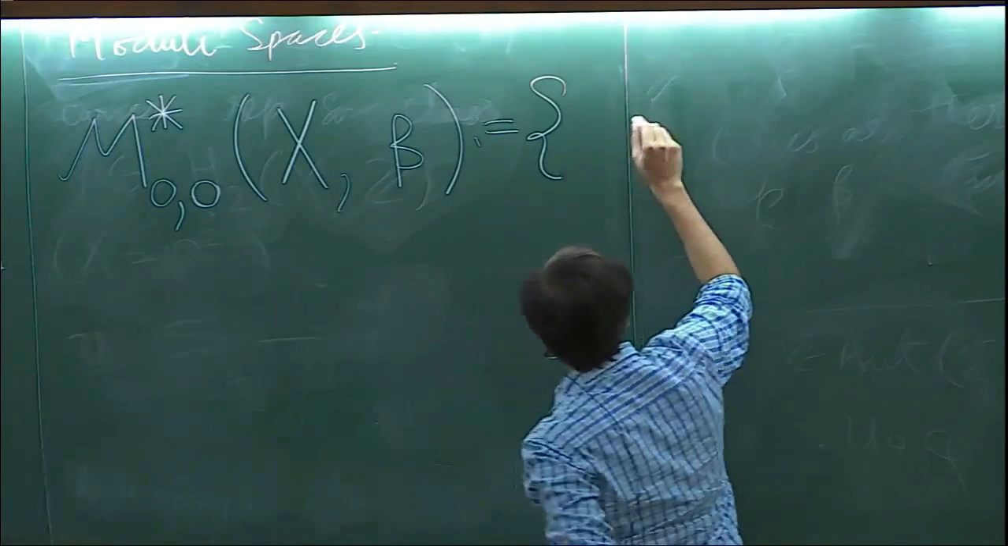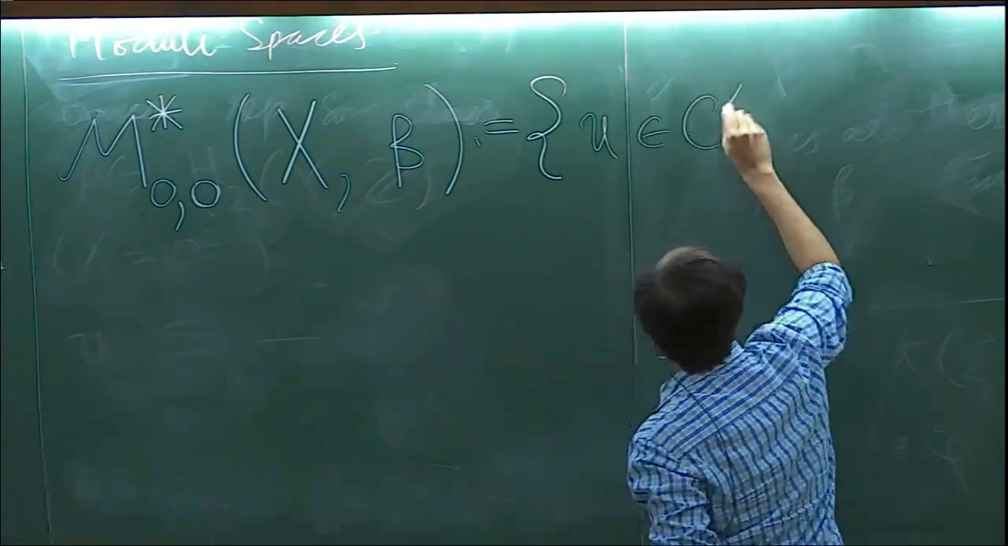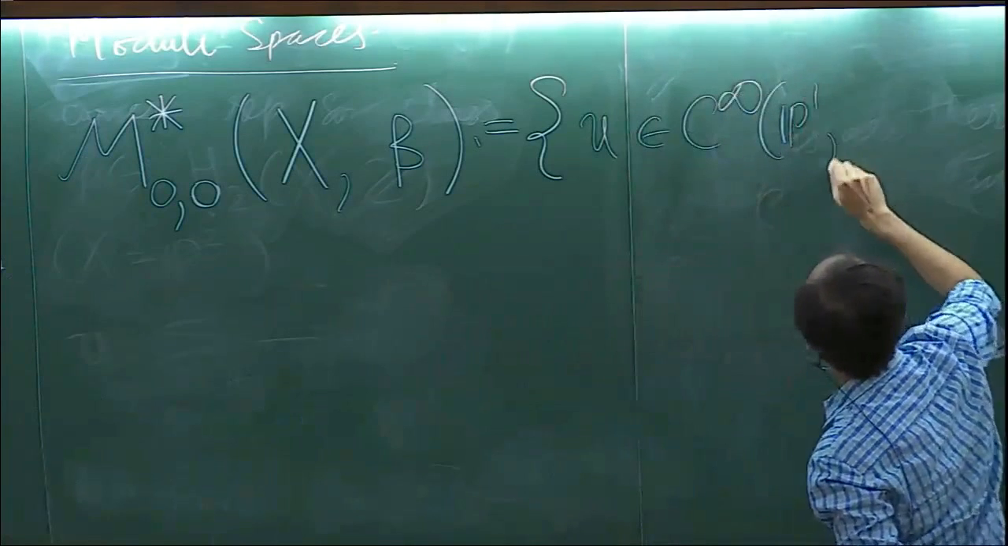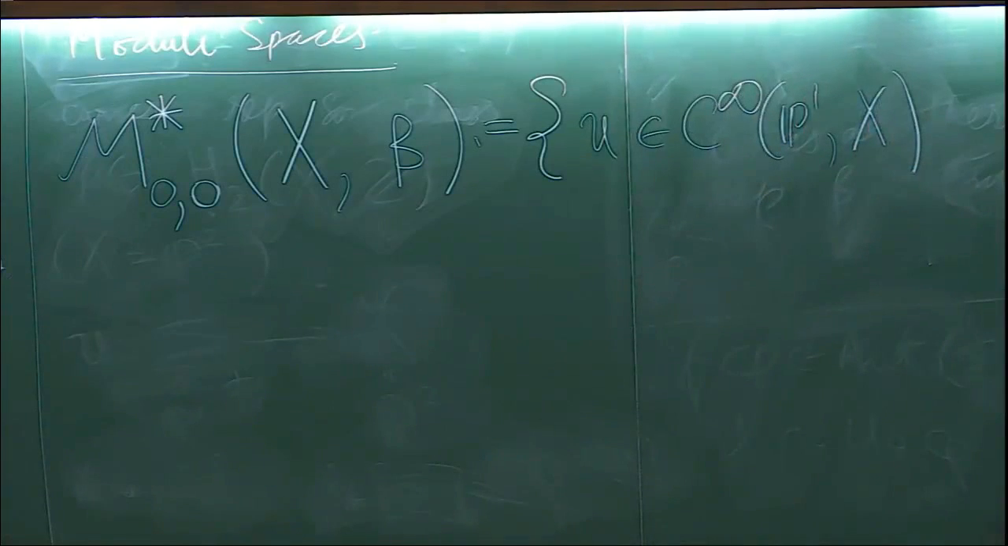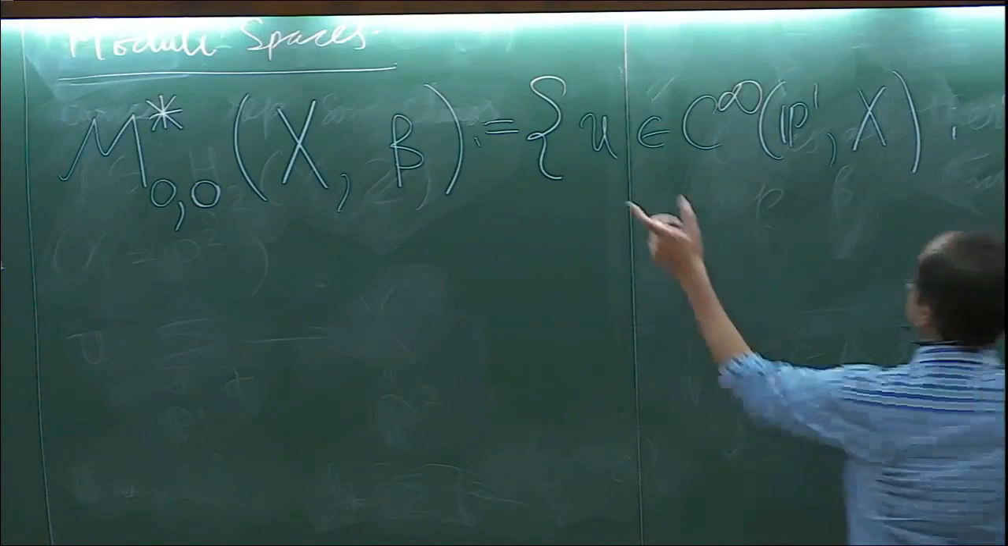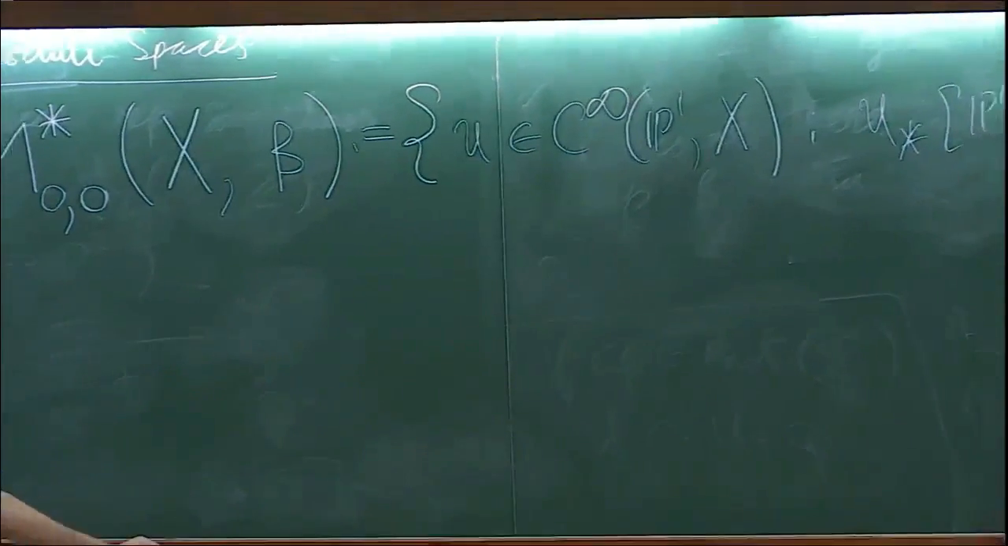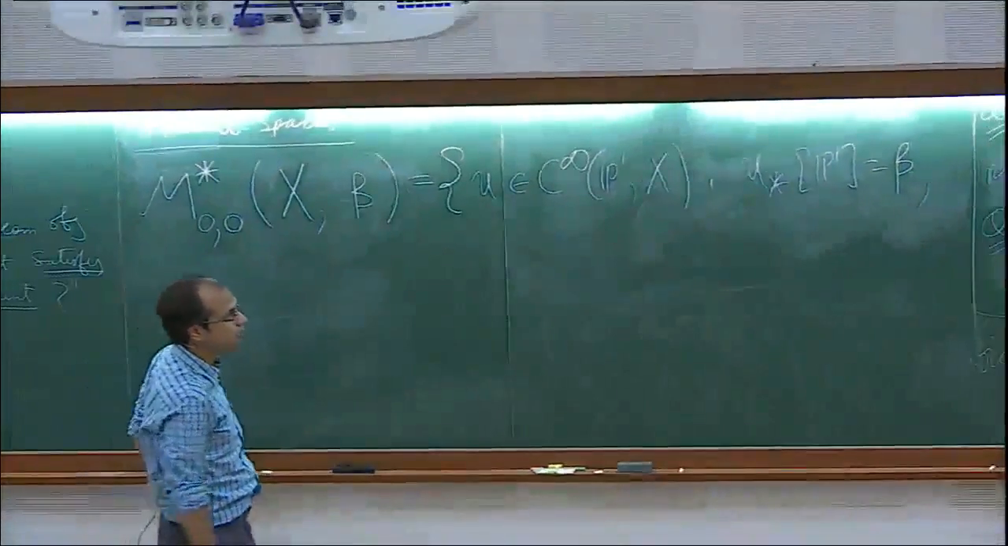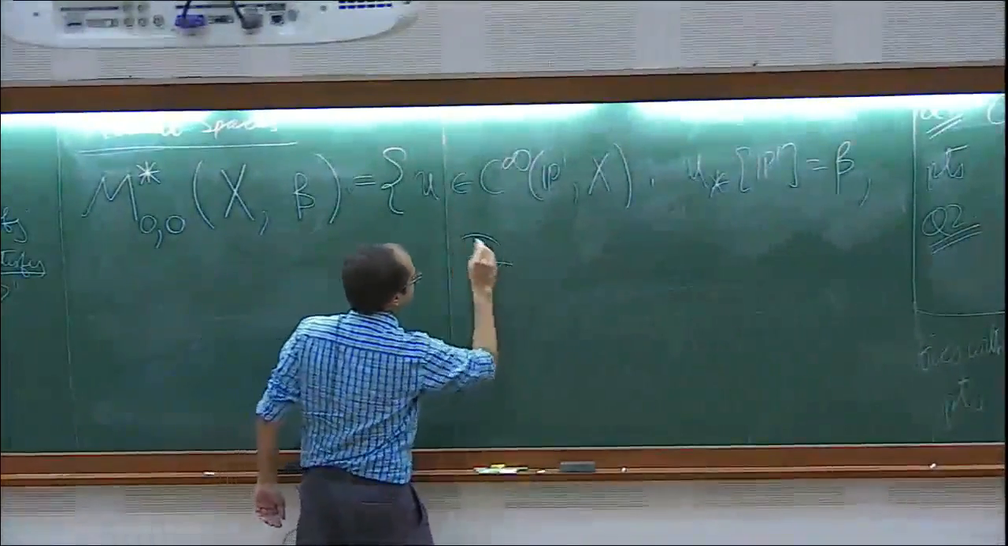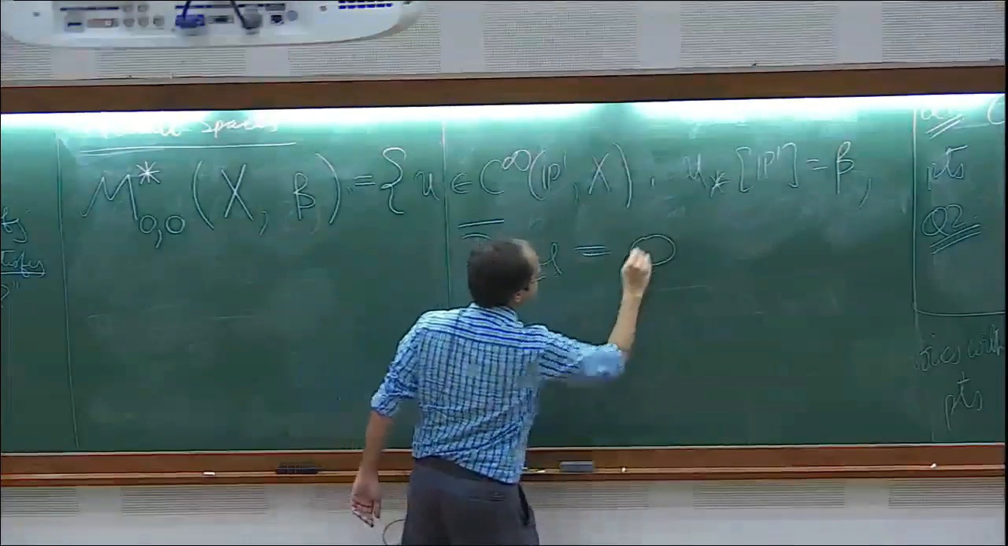So I'm looking at, let's say, smooth maps such that, first of all, it represents the homology class beta. And I'm not really looking at smooth maps, but I'm looking at holomorphic maps. So what do I impose if I want it to be holomorphic? I want it to satisfy the Cauchy-Riemann equation.